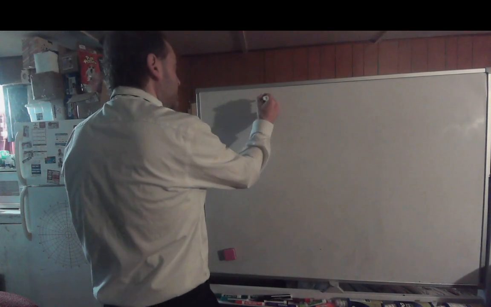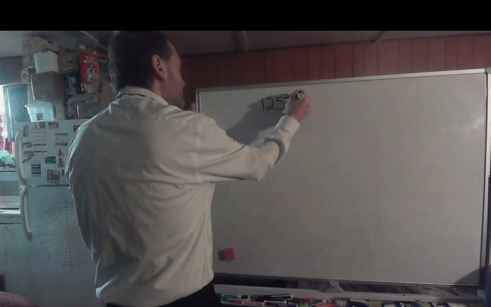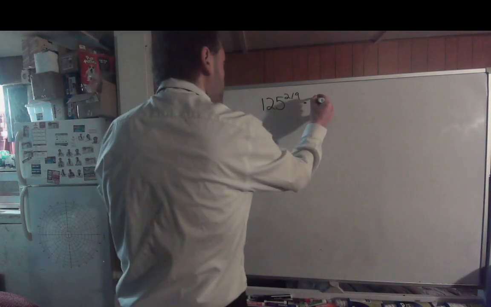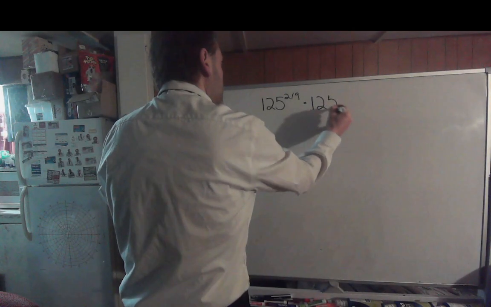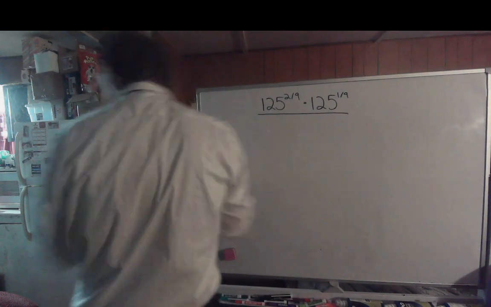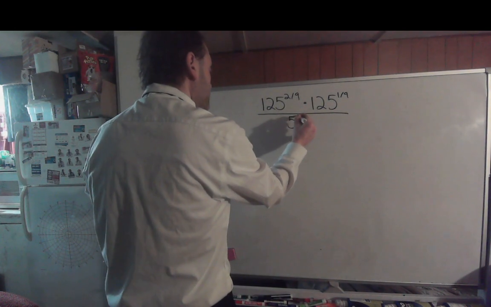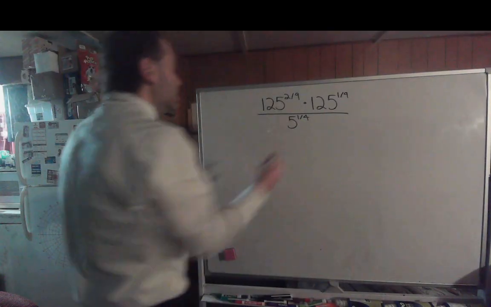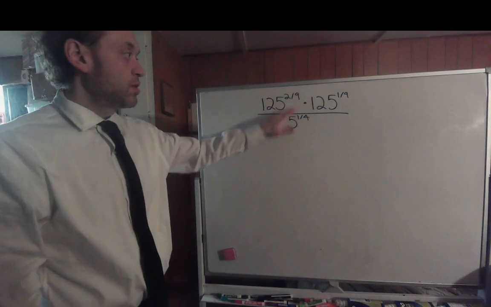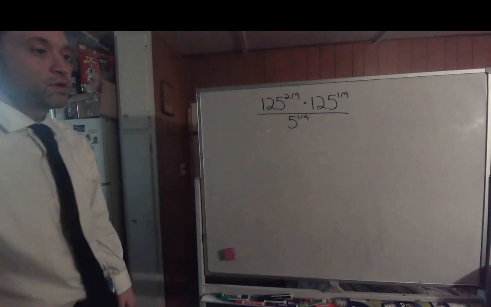We have 125 to the 2/9 times 125 to the 1/9 power, all that divided by 5 to the 1/4. So we have 125 to the 2/9 power times 125 to the 1/9 power over 5 to the 1/4.